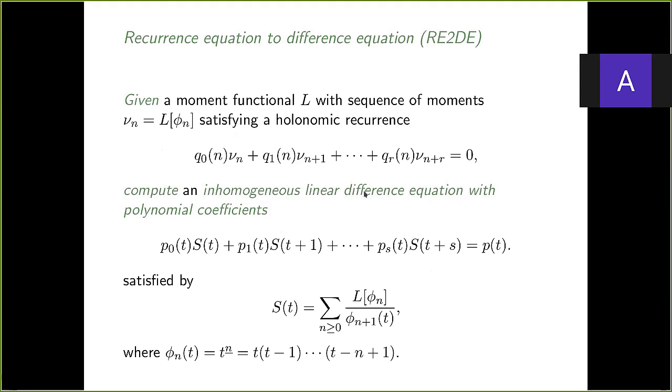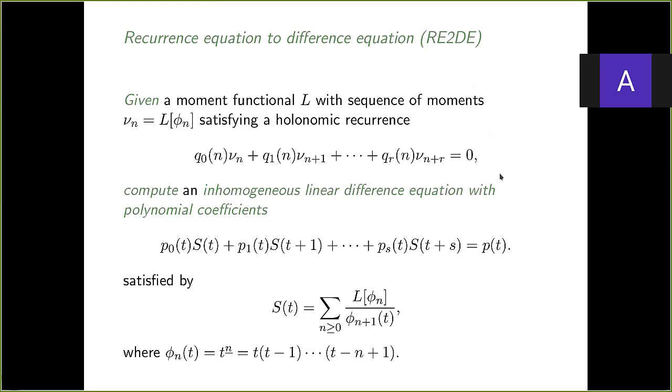In the first step, this is an inhomogeneous one with a polynomial right-hand side. And of course, one can compute from this a homogeneous one if one would want to. This name is from the packages that I mentioned earlier that have been developed at the RISC combinatorics group. There's a recurrence equation to differential equation, RE to DE, for this direction. In our case, it's a recurrence equation to difference equation, if you will.